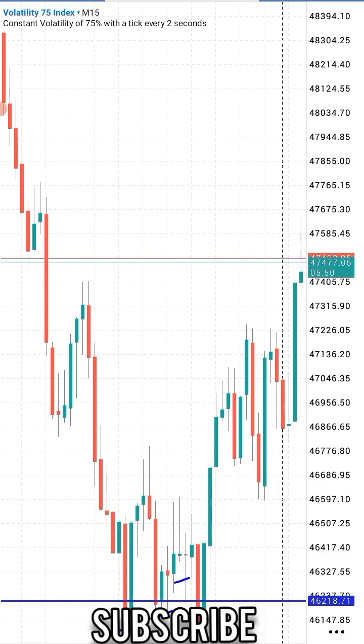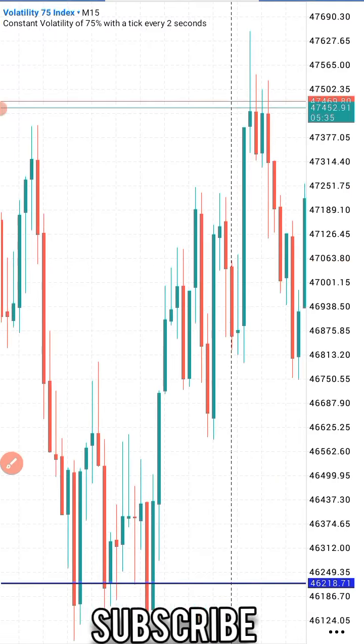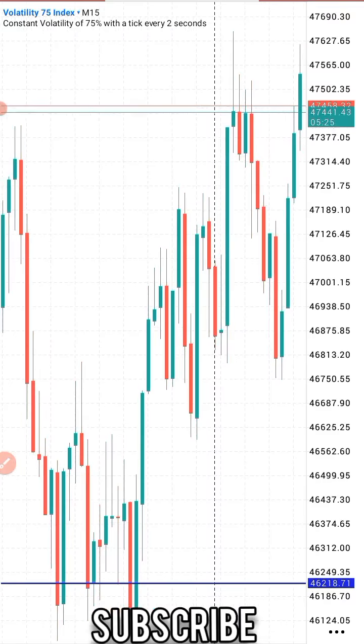Now, after you have seen the rejection of this candlestick, the next thing you need to do is confirm with your market structure. You need to have confirmation with your market structure. How? By looking for higher highs and higher lows. That's to buy, and also lower lows and lower highs to sell.